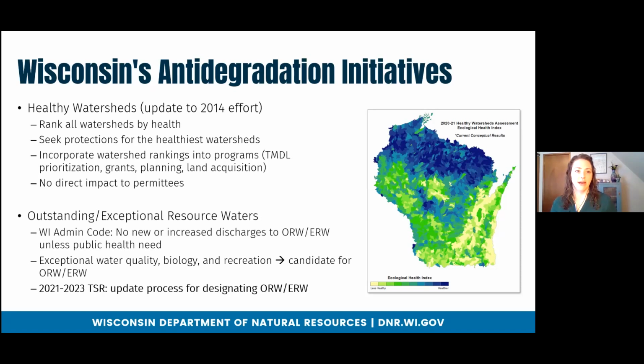The second initiative we have for anti-degradation is our outstanding or exceptional resource waters. So these are water bodies that have exceptional water quality or biology or recreational opportunities. And under our administrative code, if a water body has an ORW or ERW designation, we're not allowed to have any new or increased discharges unless there's a public health need. So this is to protect these water bodies. In our recent triennial standards review, which is when we look at all of our water quality standards to see if they need to be revised or updated, revising the process for designating waters as ORWs or ERWs was ranked really highly. And so this is something we're going to be working on over the next 3 years.